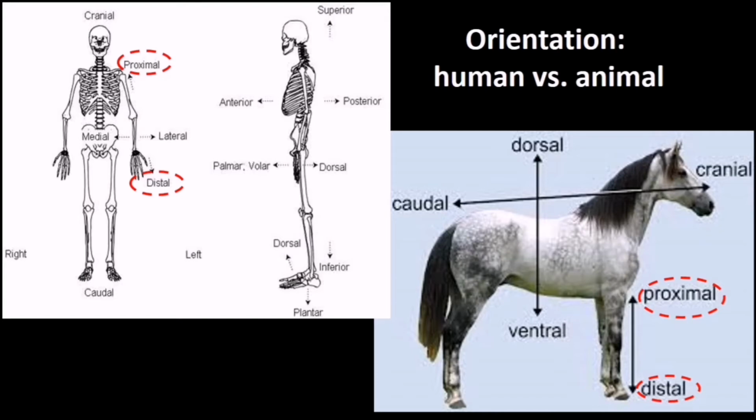Dorsal and ventral are seldom used on humans. Usually in humans we use anterior and posterior. Anterior is the chest, posterior is the back. So touch your chest, you say anterior, touch your back and you say posterior. Another two terms are cranial and caudal. Cranial refers to the head, while caudal, of course, is the opposite side.